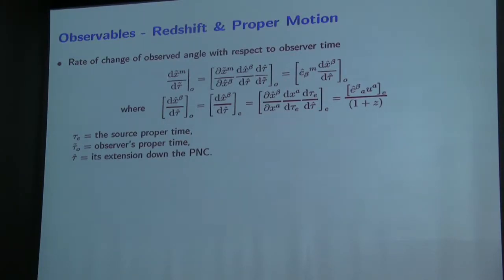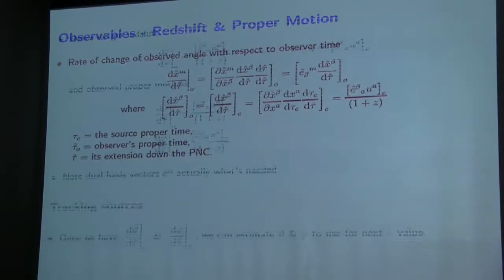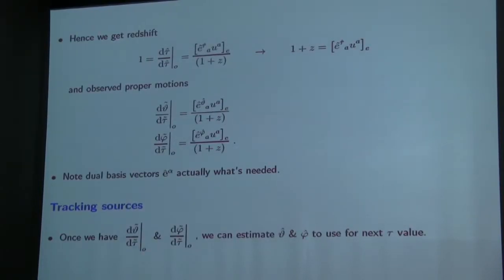the proper time essentially at the observer. So this is that quantity, and just as a reminder, this is the source proper time, emitter's proper time, source proper time, observer's proper time, and T hat is the extension down the past null cone of the observer's proper time. Okay. Using that then, firstly, we've got a set of equations there.